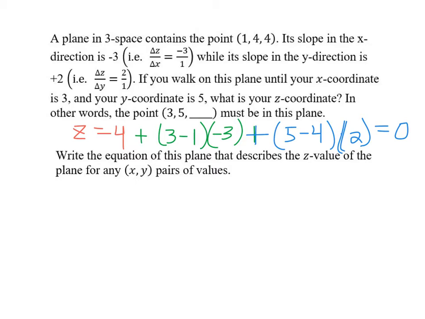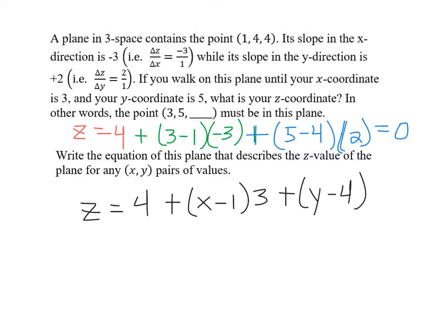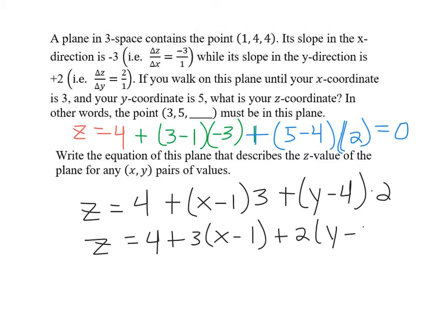All right, so if we do this in general with x and y, we're going to still start at 4. But this time, let's replace that 3 with an x. So we'll have x minus 1, then times 3. And then we'll replace the 5 with a y, so y minus 4, and then times 2. And usually we'll write it this way, where we'll have 4 plus 3 times x minus 1, and then plus 2 times y minus 4.